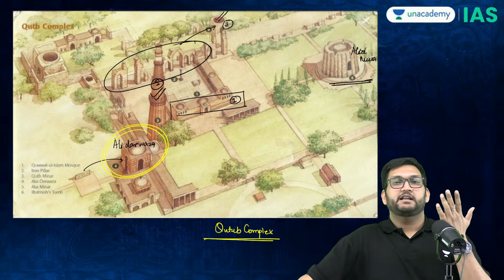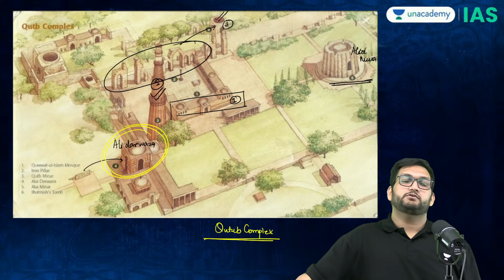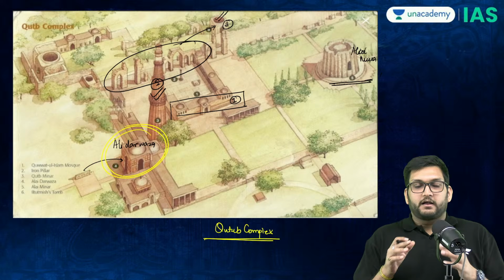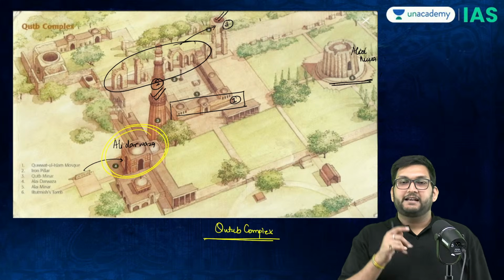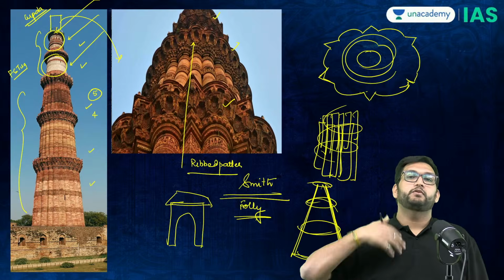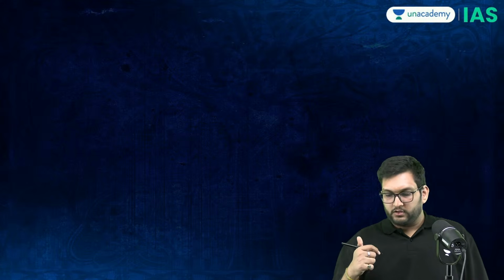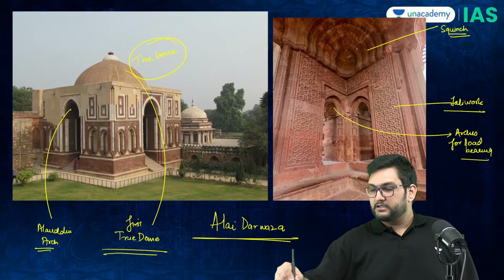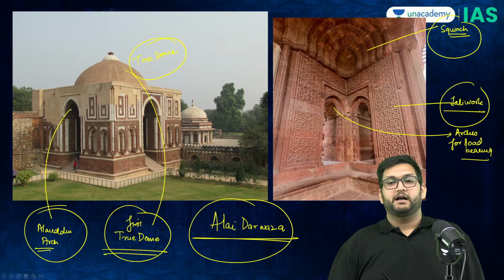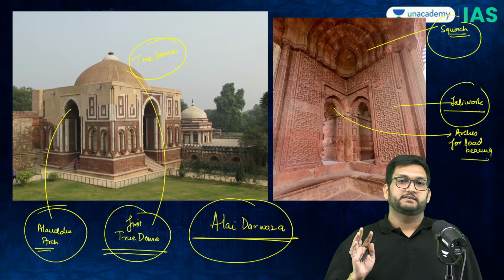Red color means that they are using red sandstone. Red sandstone they are using because red sandstone carving is very easy, and these carvings allow for very beautiful designs to come through. So jali work, squinch, Alai Darwaza, first true dome, and Alai arch all come in this understanding.